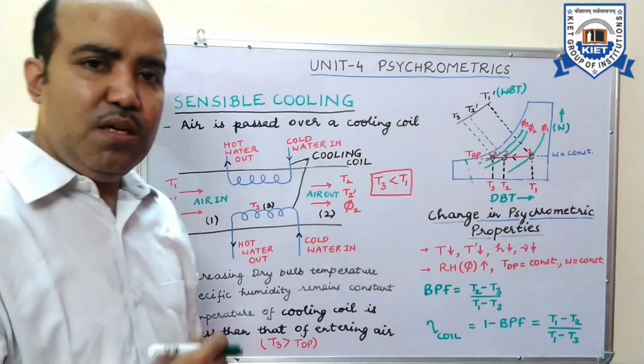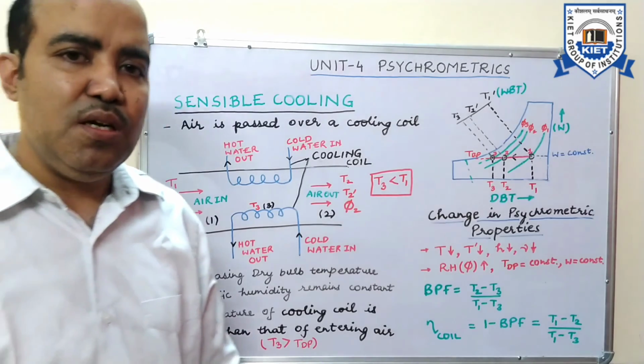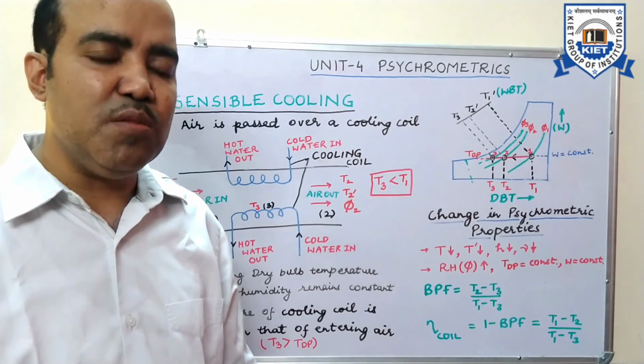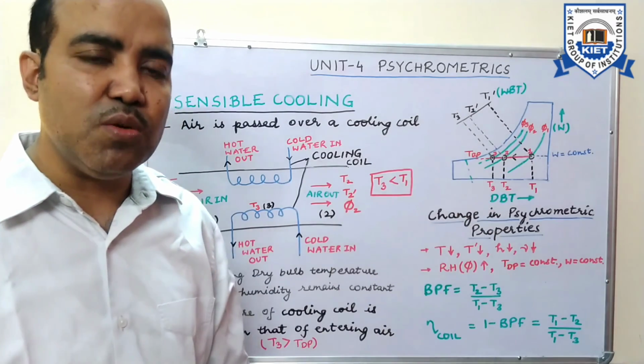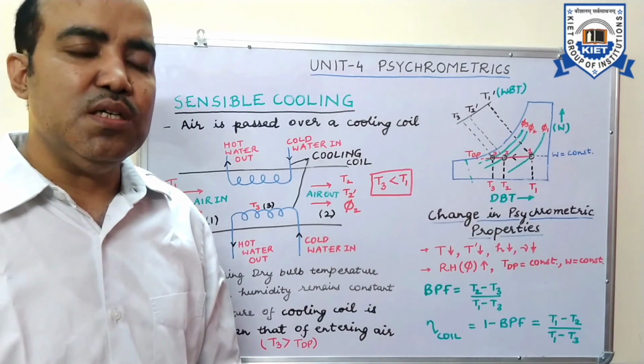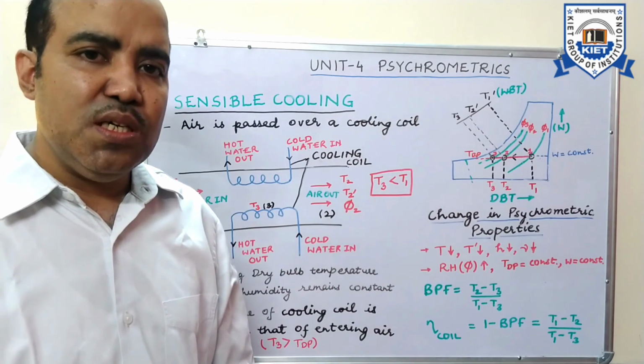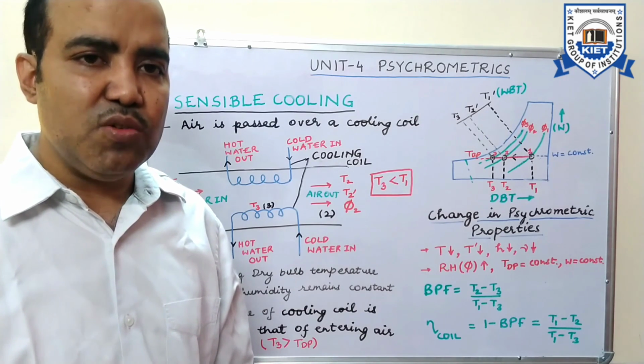So I hope the process of sensible cooling, along with the change in psychrometric properties of air and how to represent this sensible cooling process on a psychrometric chart, is clear to all of you. Thank you for this lecture.